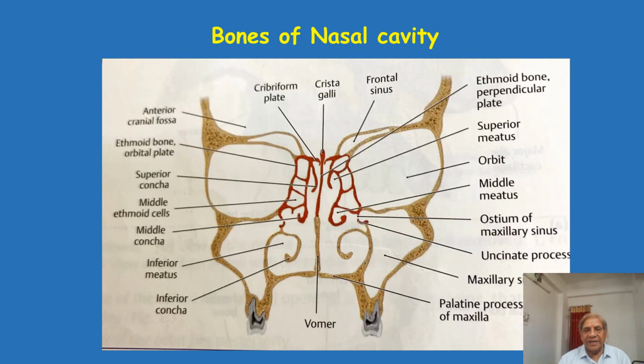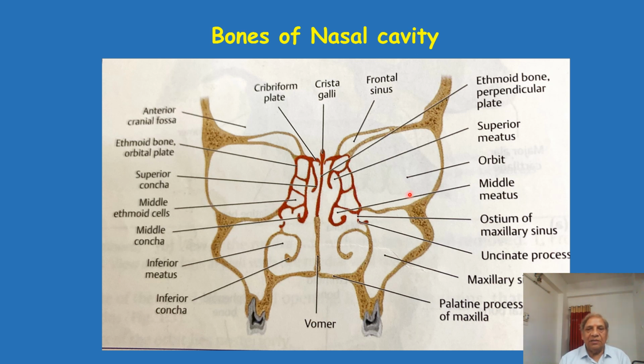If you see this diagram, this is a coronal section passing through the skeleton of the face. On the top is the anterior cranial fossa, and then there are two openings of the orbits seen here. On the medial side of both the orbits there is this dark red colored area, and this is the bone called the ethmoid bone.